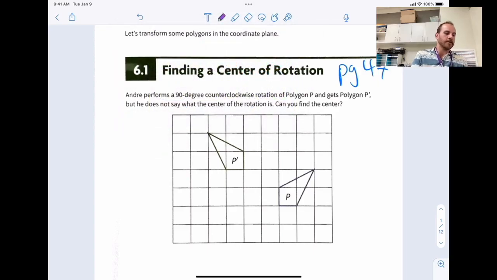Oof. So here's how I did it. Okay. I'm looking for a point that is the same distance from each vertex. Okay, so we know it's a 90-degree counterclockwise rotation. So this is rotating this way. Okay, so we want to find something that's the same distance from all the corresponding points, right? This point here is 1 up and over from this point. Its corresponding point is up and over. All right, that looks nice.